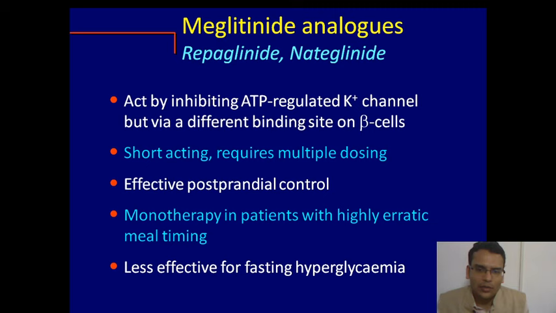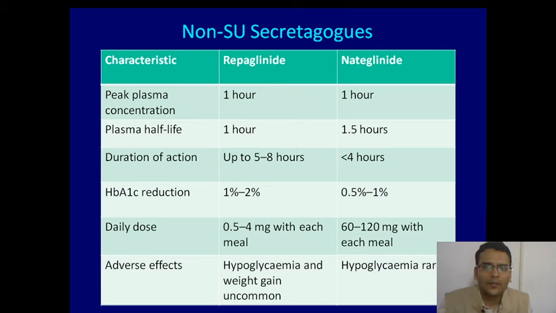And these can in fact be used as a monotherapy in patients with highly erratic meal timings. Those in whom meal timings are not regular, where you won't like to use sulfonylureas, here you can use meglitinide analogs. And these are less effective for fasting hyperglycemia because their duration of action is much lower. So you have different agents.